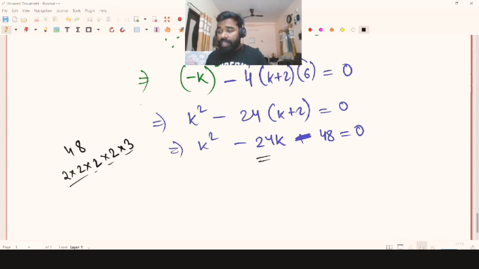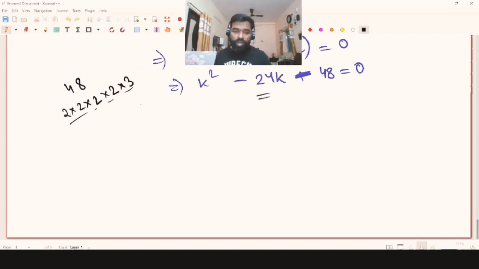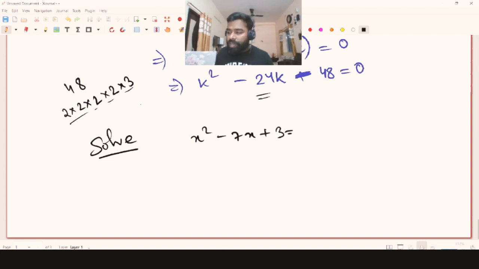The next one is, we have a quadratic equation and you need to find the roots. The heading is written like this: solve x square minus 7x plus 3 is equal to 0. And they ask you to write your answers correct to two decimal places.